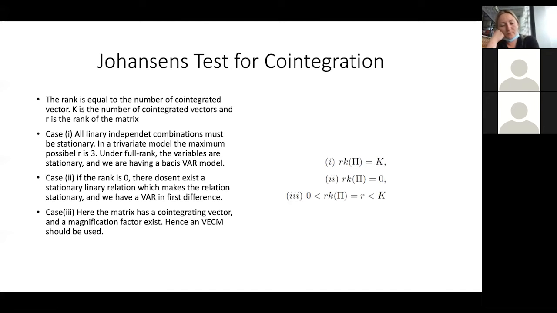And in case 3, the matrix has a cointegration vector. It cannot be full rank, but it should be something in between.